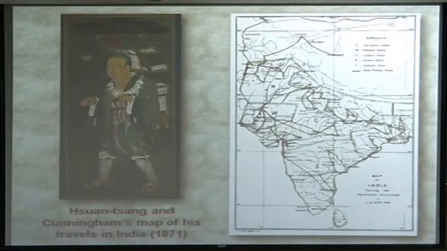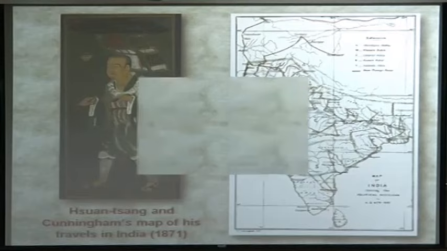And Alexander Cunningham, whom I mentioned earlier, who was the founder of the Archaeological Survey of India, published a book on ancient Indian geography in 1871, and he recreated, I don't know if you can see, all these red lines, the crisscrossing travel of Hsuan-tsang in India. He went all the way down to Kanchipuram near Chennai. And he left the most extensive memoirs. So these are very precious documents.